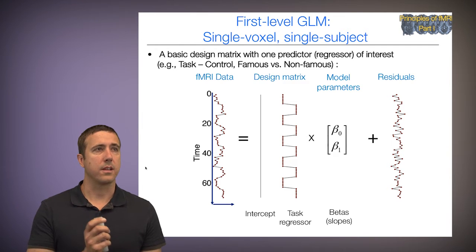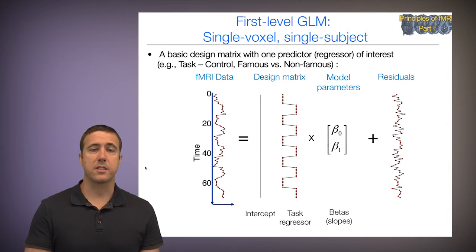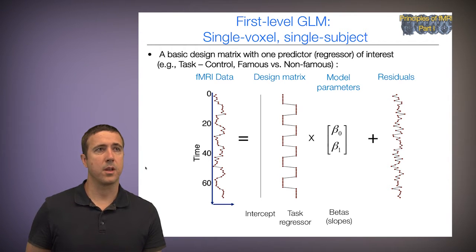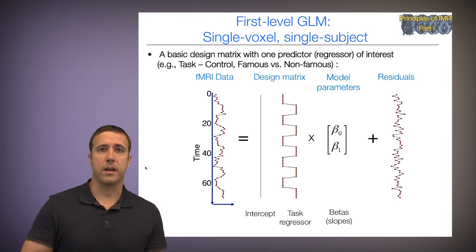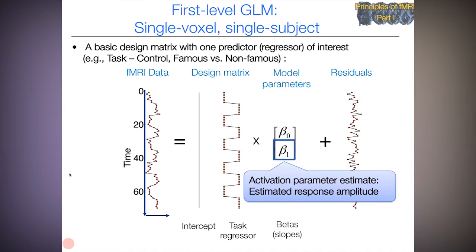So let's go back to the block design, and let's see what this looks like. On the left side, we see the fMRI data. That's the y, or the outcome, across time. And that's modeled as a combination of two things in this case. First, we have the intercept, which is a constant that captures the mean level of fMRI signal across time, which we're not interested in here. And then the task regressor, which is capturing the effect of famous versus non-famous faces. That design matrix is multiplied by the model parameters, which are estimated when I fit the model at each voxel. Those model parameters are beta naught for the intercept and beta 1 for the slope. And finally, we're left with the residuals.